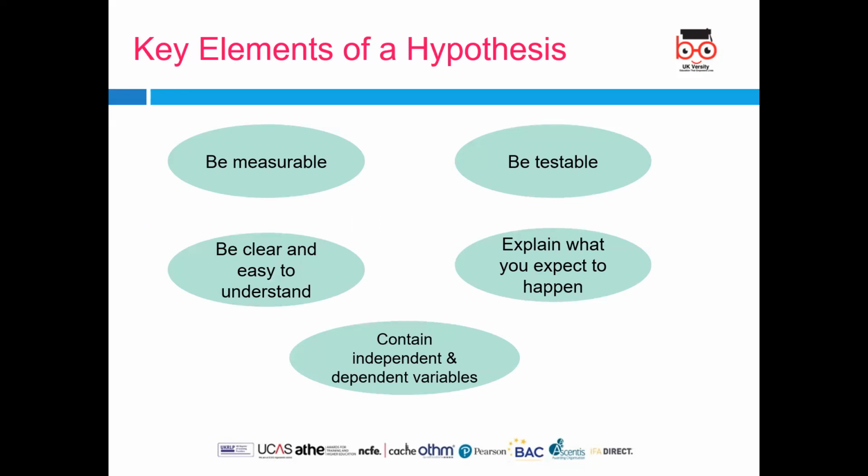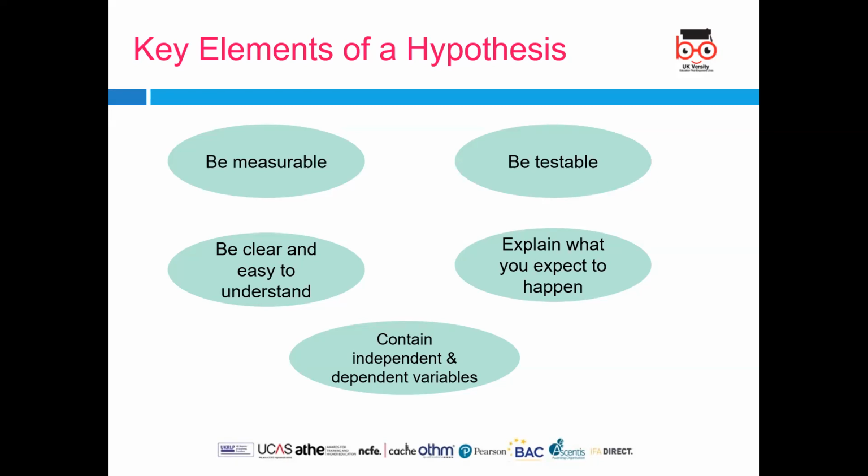Next, let's look into the key elements of a hypothesis. The first and foremost criterion is that a hypothesis should be measurable. Basically, what you are testing should be measured. The second thing is that a hypothesis should be testable. So basically, you can test whether the hypothesis can be accepted or rejected.